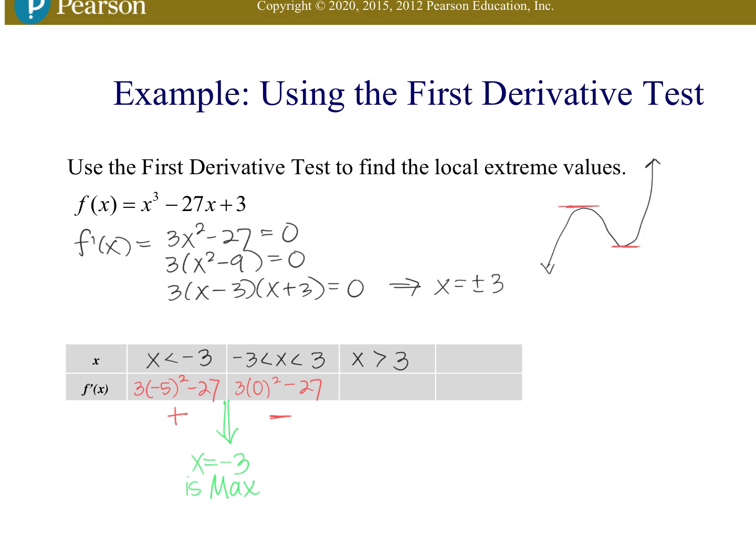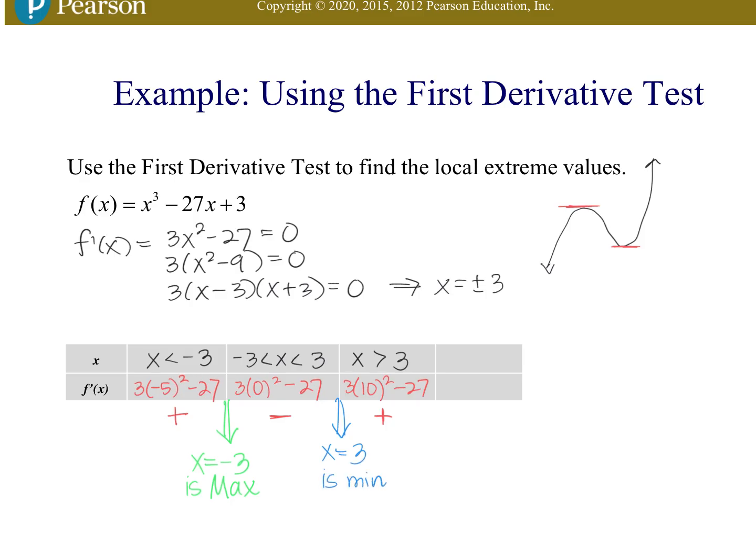Then we'll pick a number greater than 3. One of the numbers I like to test, if I can't test 0 or 1, I always like 10, because things going by tens are always easy to work with for math. So 3 times 10 squared minus 27. That's back to positive again, which means my graph is back to going up, and it does. And because I'm changing from negative to positive, that means that x equals positive 3 is a min.